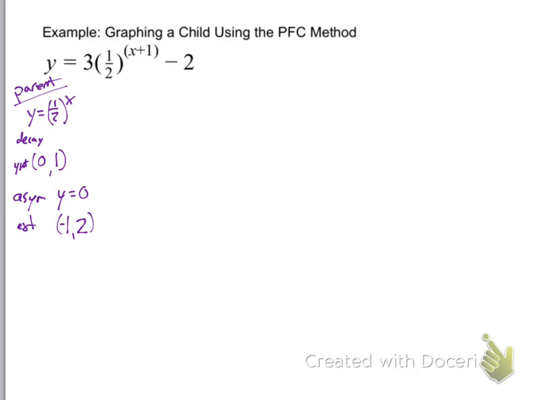Why do we use the parent, family, child? I use the parent, family, child because it gives me a system and a place where I'm allowed to both, 1, describe what's happening to the graph and 2, have a methodical way using order of operations to graph a complicated function.